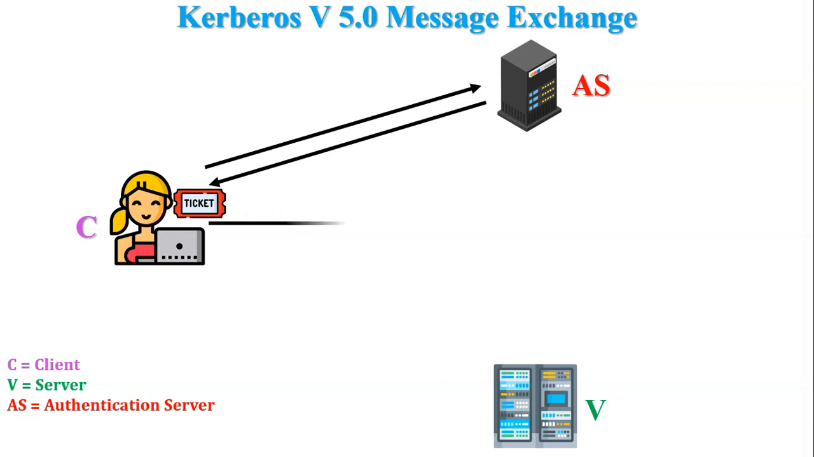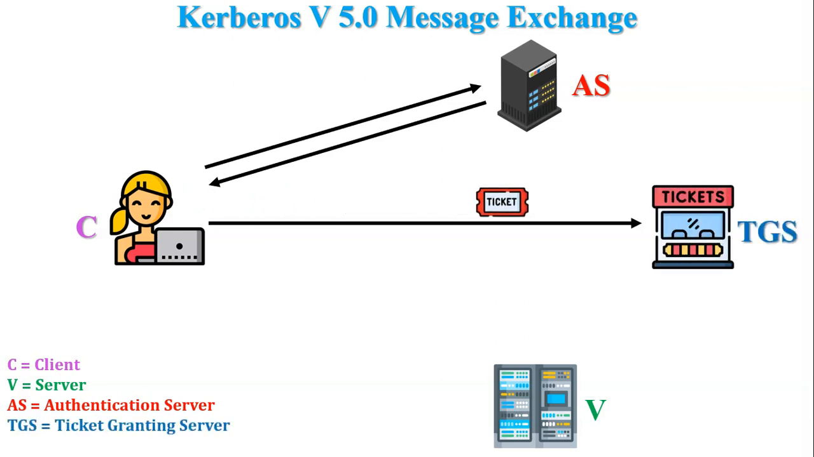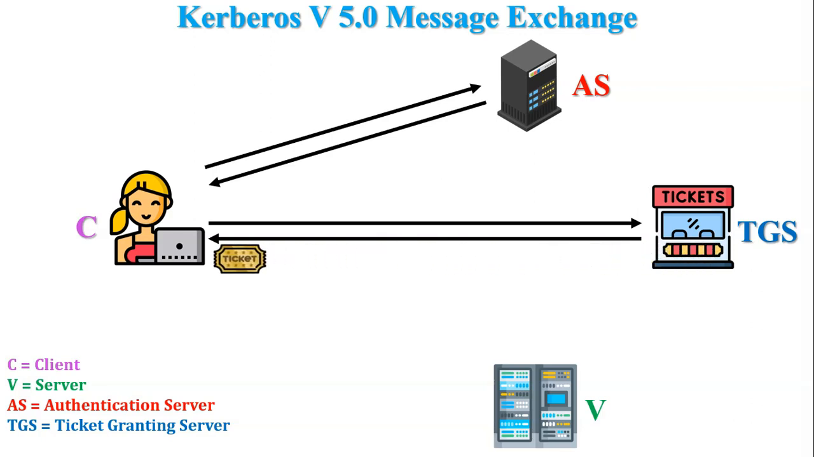So now client sends this ticket to the ticket granting server and also sends a request for the ticket to access the server V. So now ticket granting server accepts that client ticket and generates a new ticket of server and sends it to the client. Now client will accept and store that ticket. After that, client will send this ticket to the server V, and server V will accept that ticket and connection is established between the server and client.